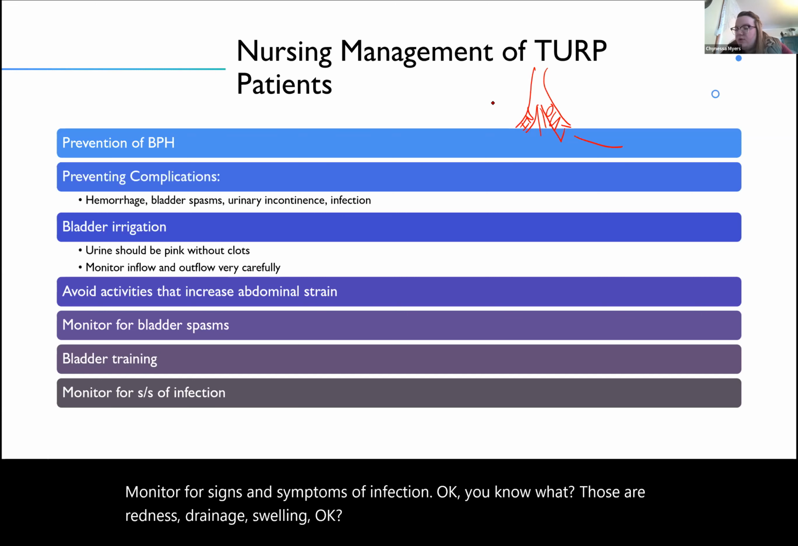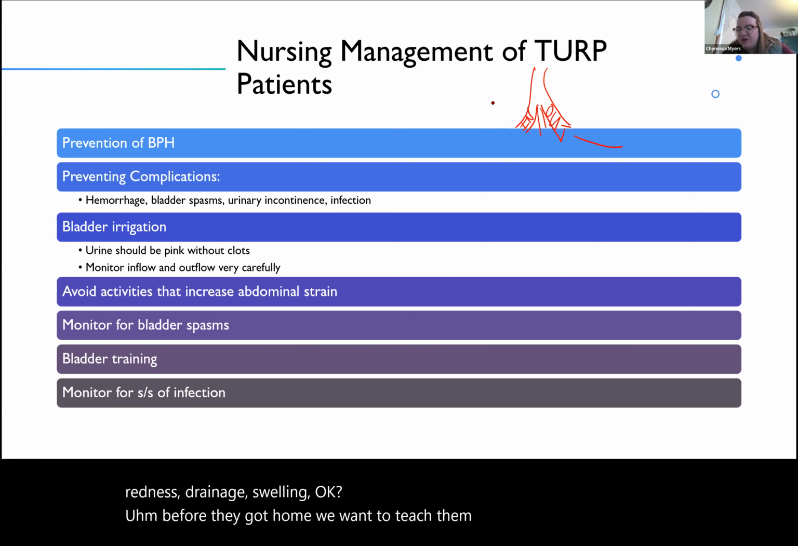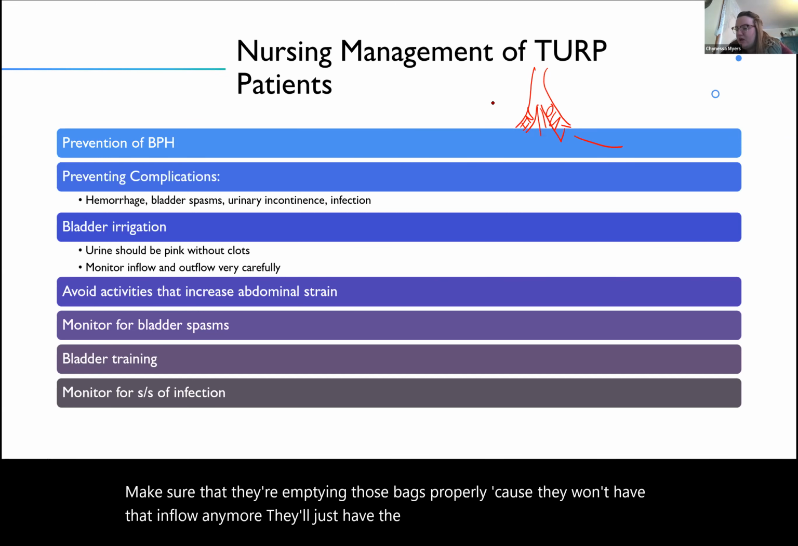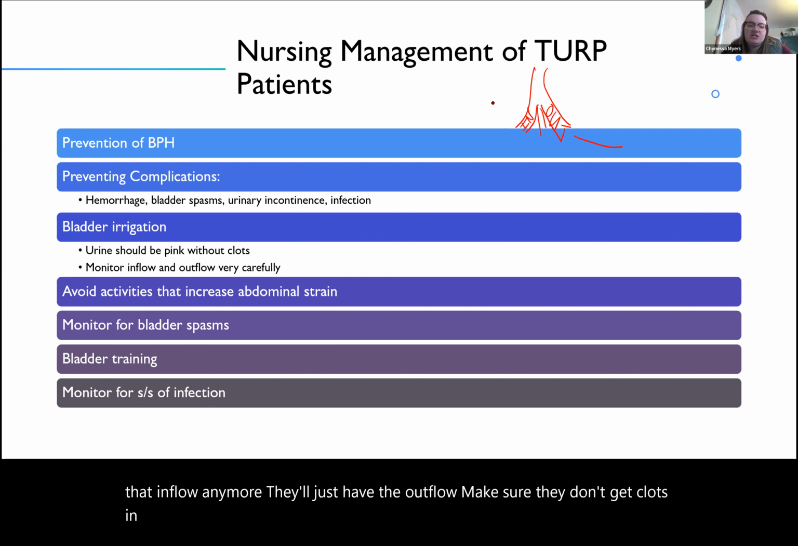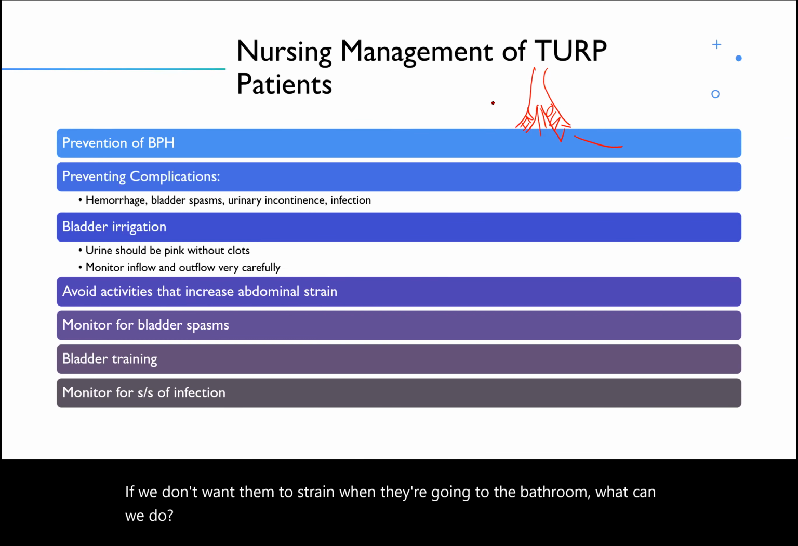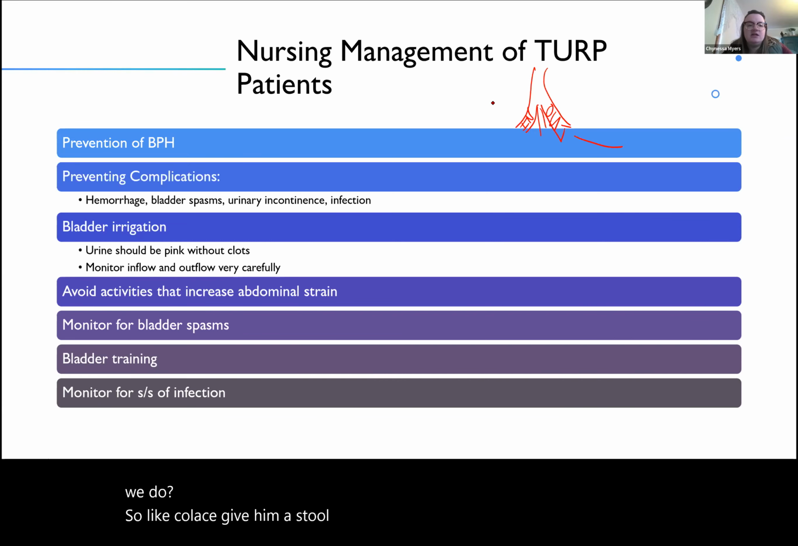Before they go home, we want to teach them to care for their catheter, make sure that they're emptying those bags properly, because they won't have that inflow anymore. They'll just have the outflow. Make sure they don't get clots in it. Preventing constipation. How do we do that? We don't want them to strain when they're going to the bathroom. What can we do? Colace. Give them a stool softener and drink lots of water. Yes, very good. High fiber in their diet.